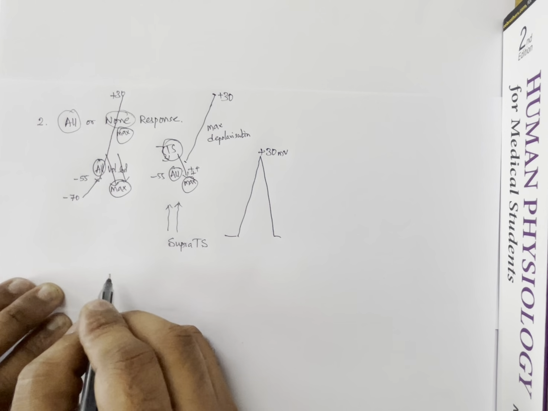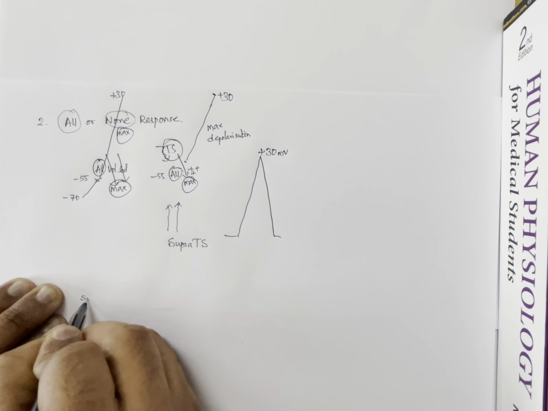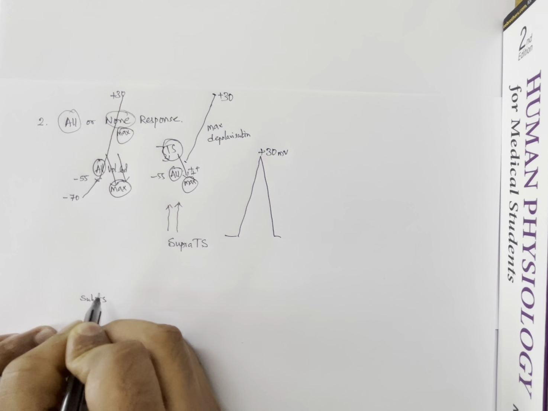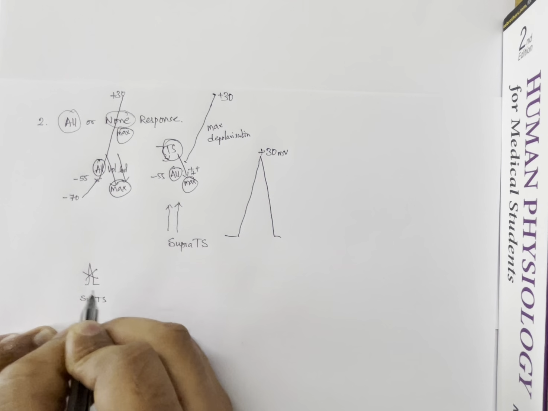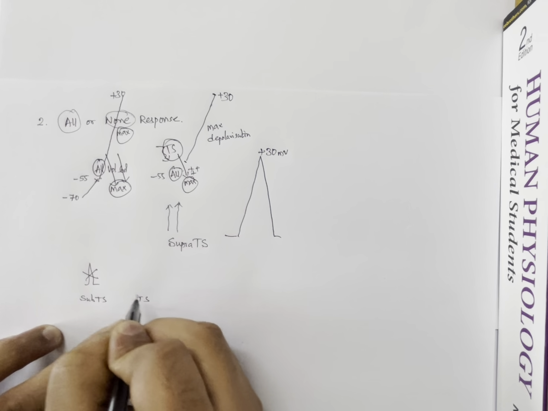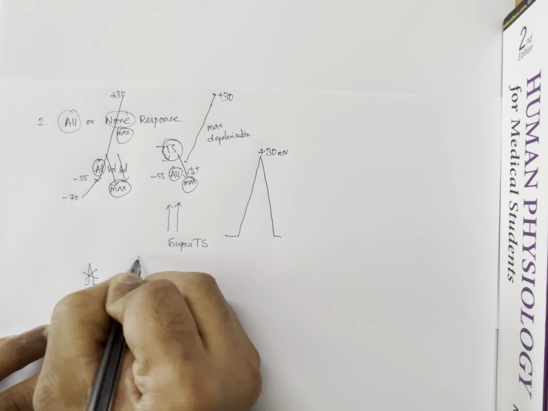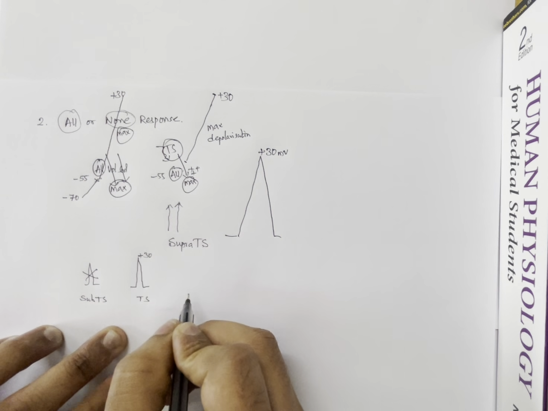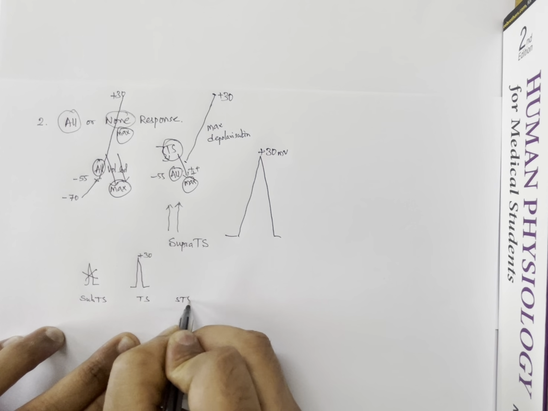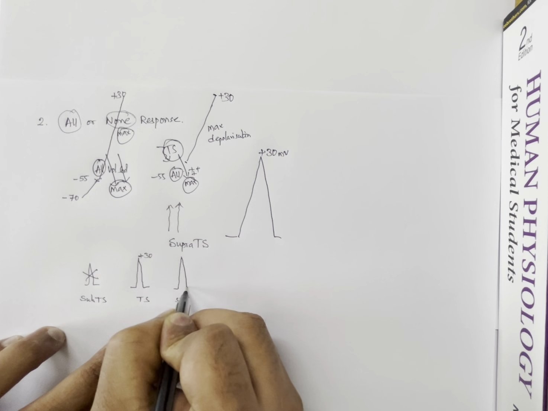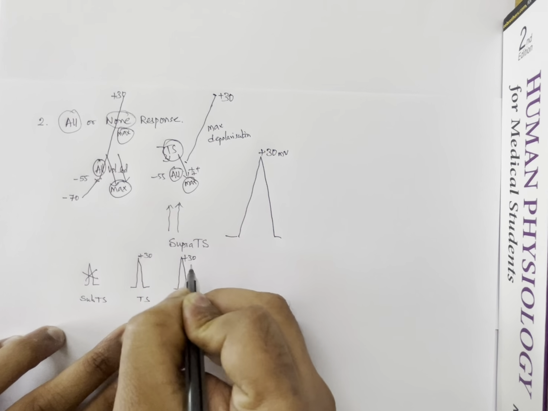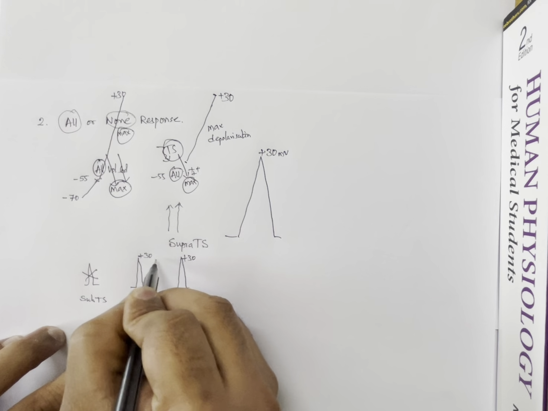So you can draw the diagram like this. Sub-threshold stimulus, there is no action potential generation, no response. Threshold stimulus, action potential generation, and the spike potential is plus 30 millivolt. Supra-threshold stimulus, even the action potential generated will be up to plus 30 itself. The amplitude will be same.